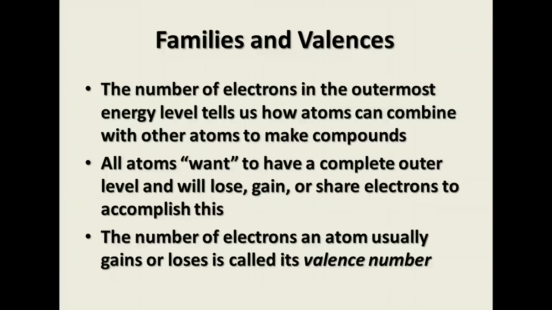They will lose electrons, they will gain electrons, they will share electrons to help make this happen. It makes them more stable to have that maximum number. And so depending on where they are in the periodic table, that'll determine whether they're going to lose, gain, or share electrons to accomplish this. The number of electrons the atom usually gains or loses to get that complete outer energy level is called its valence number. That's an important term. We're going to use that for a lot of things.